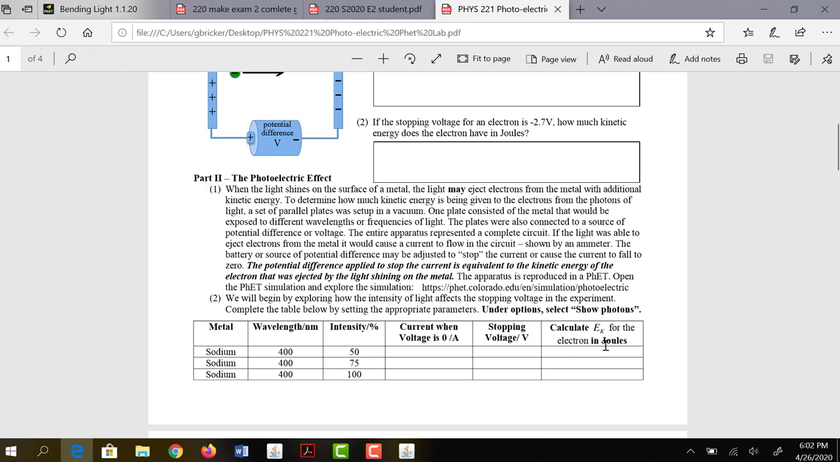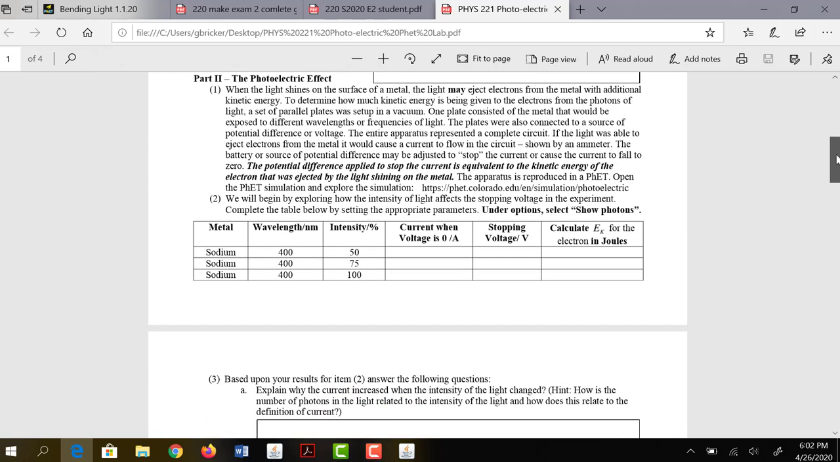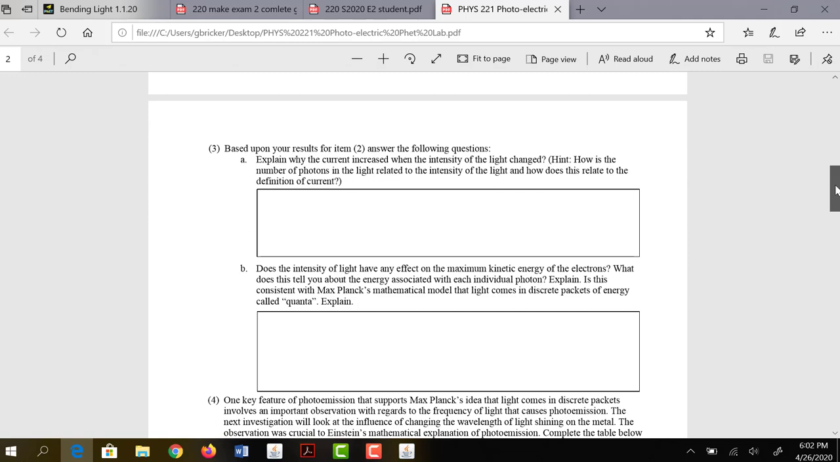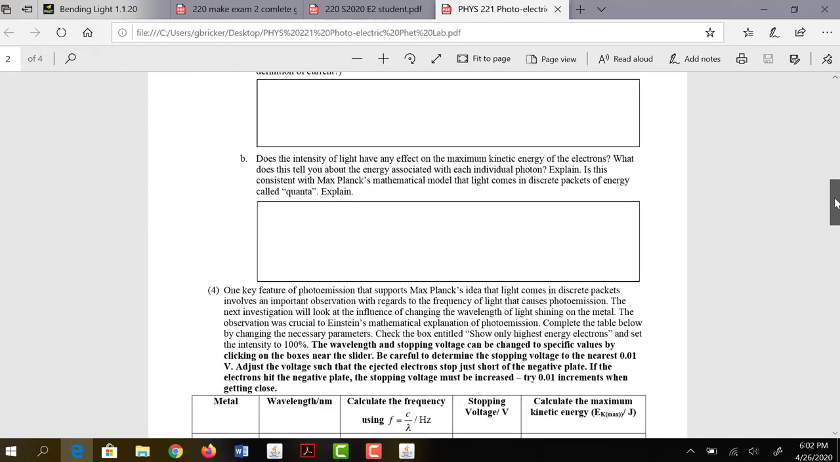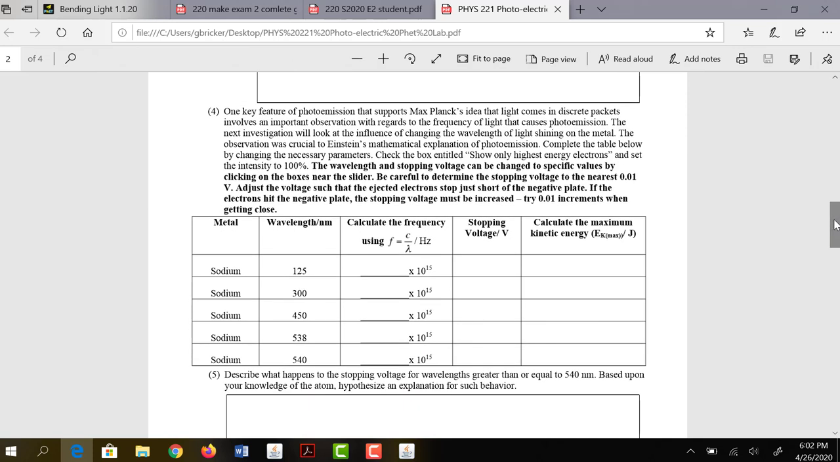The reason is electrical potential energy came from somewhere. It came from kinetic energy. Okay, good. So then you'll increase the intensity to 75 and do 100%. And then there's some questions to answer about that. Okay, so I don't want to give too much away with that. Okay, and in this lab we're actually going to be able to calculate the work function of sodium. You can look it up, but we'll actually calculate it too. And we'll calculate Planck's constant from this lab.